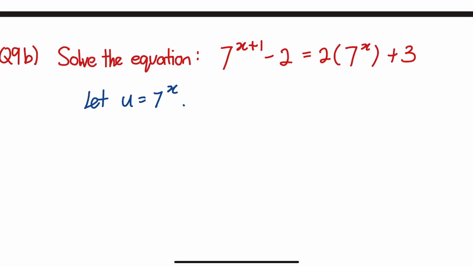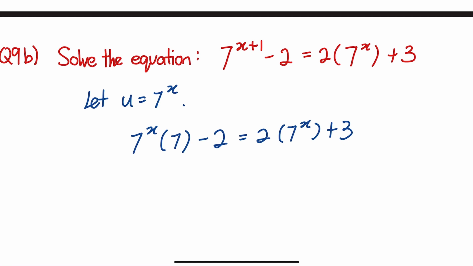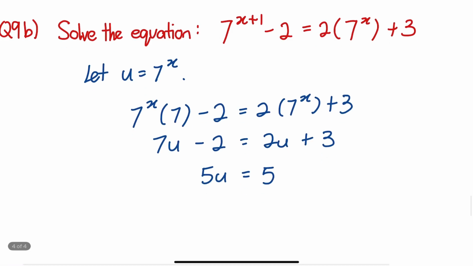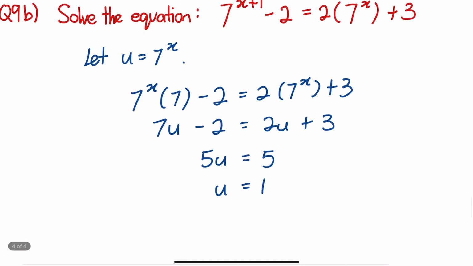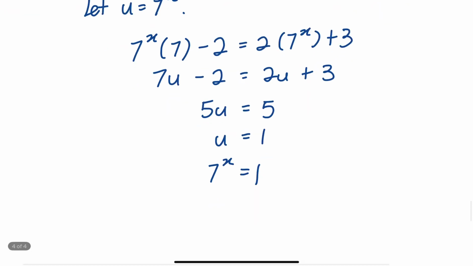7 power x plus 1 is the same as 7 power x times 7, minus 2 equals 2 times 7 power x plus 3. Then I'll get 7u minus 2 equals 2u plus 3. Therefore, simply solve this linear equation. I should get 5u equals 5, and therefore u equals 1. Solving this equation means solving for x, which means 7 power x is equal to 1, and 7 power x is equal to 7 power 0. Therefore, x is equal to 0.